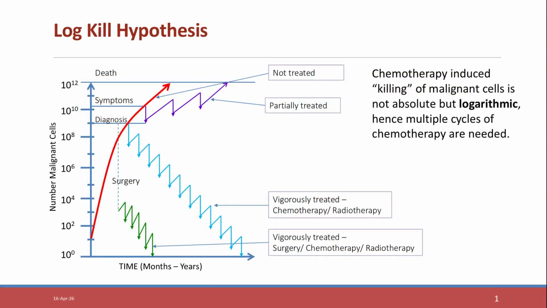The log-kill hypothesis is a concept which explains that chemotherapy reduces tumor cells logarithmically, not completely. Each treatment cycle reduces a fixed proportion of cells. Hence, curative chemotherapy should be designed in multiple cycles at specified intervals. Certain factors modify the requirement of chemotherapy. For example, if a tumor debulking is carried out surgically, even less number of chemotherapy cycles could be effective.